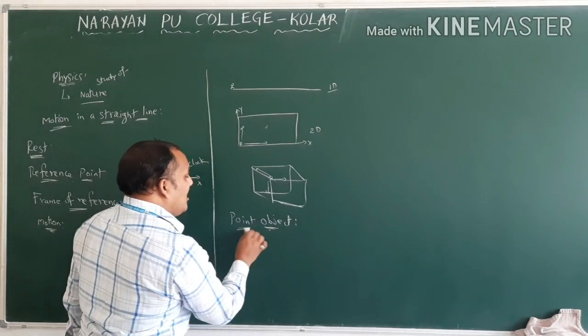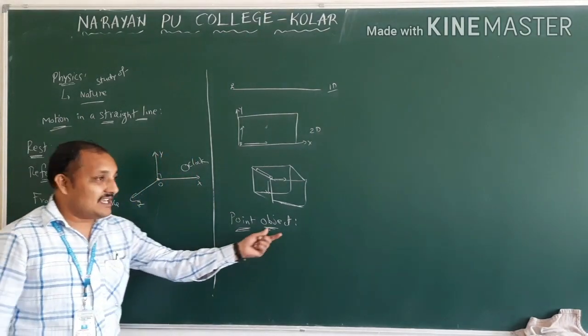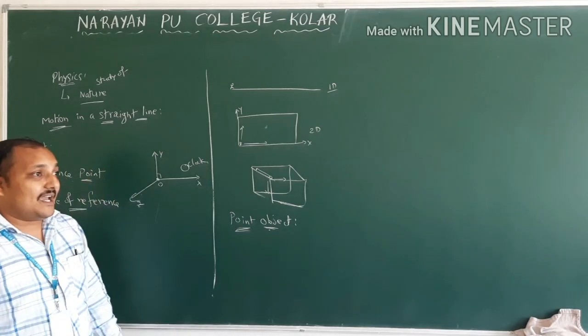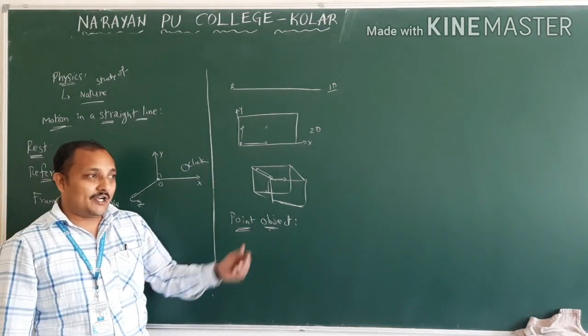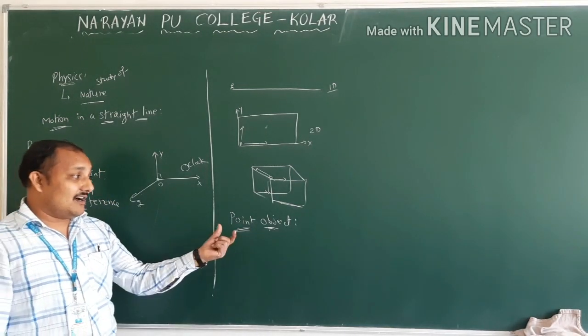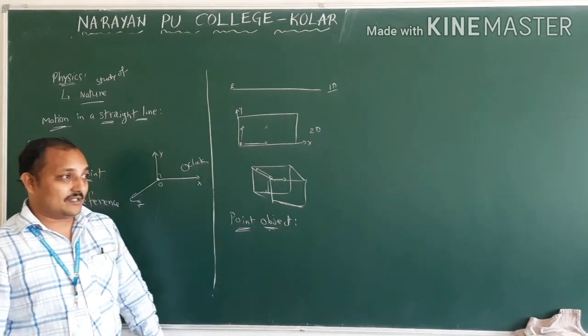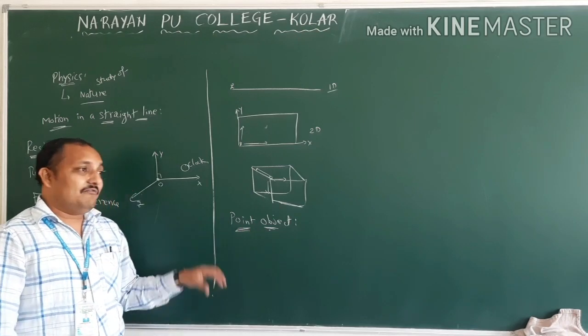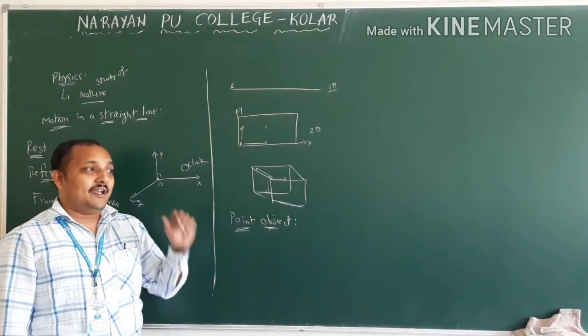What is meant by a point object? It is not that an object which has a point is a point object. Not according to the name. Sometimes we can call an object a point object, and sometimes we can't call the same object a point object. When can we call an object a point object, and when can we not?